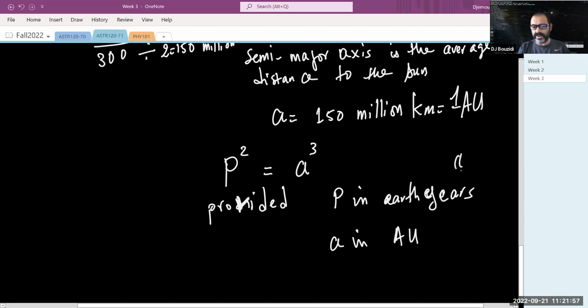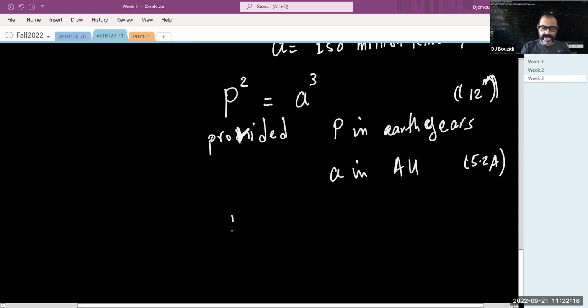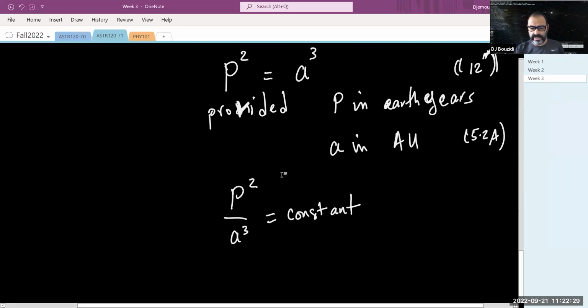In other words, for Jupiter, for example, P is about 12, okay? It's not exactly 12, but it's about 12. For a, it's in astronomical units. For Jupiter, for example, it's 5.2 astronomical units. So they're not going to give me that in kilometers. If you choose to have different units, this ratio is constant. That's basically in a nutshell what it is, okay? This ratio is constant. That's basically what this thing is.